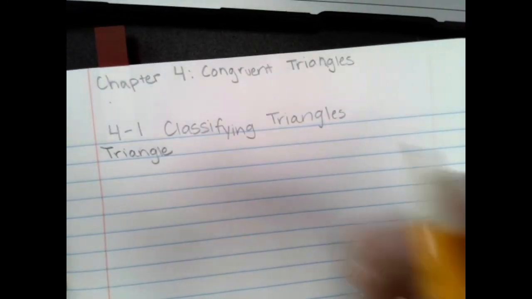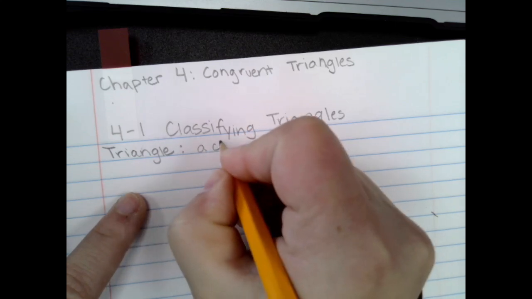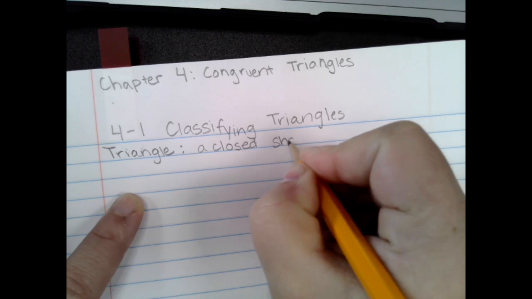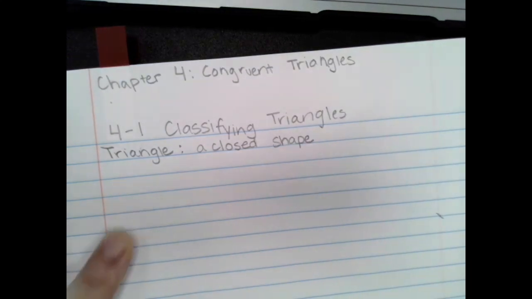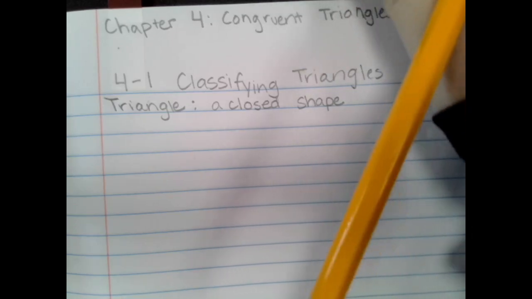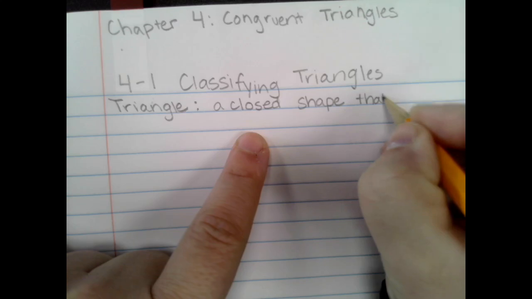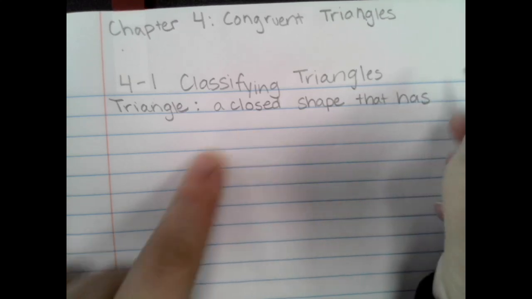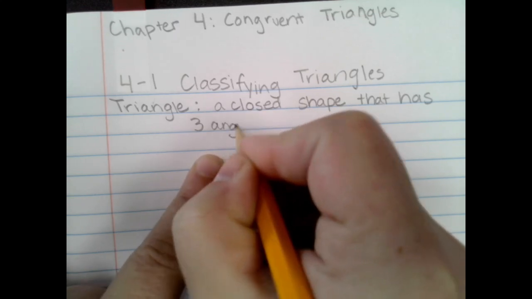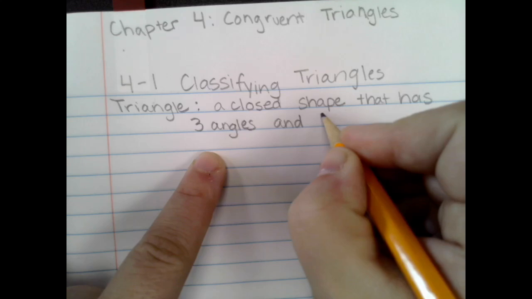A triangle is a three-sided shape, so we might say it's a closed shape, meaning it has to touch on all parts. It can't just be open. A closed shape that has three angles and three sides.